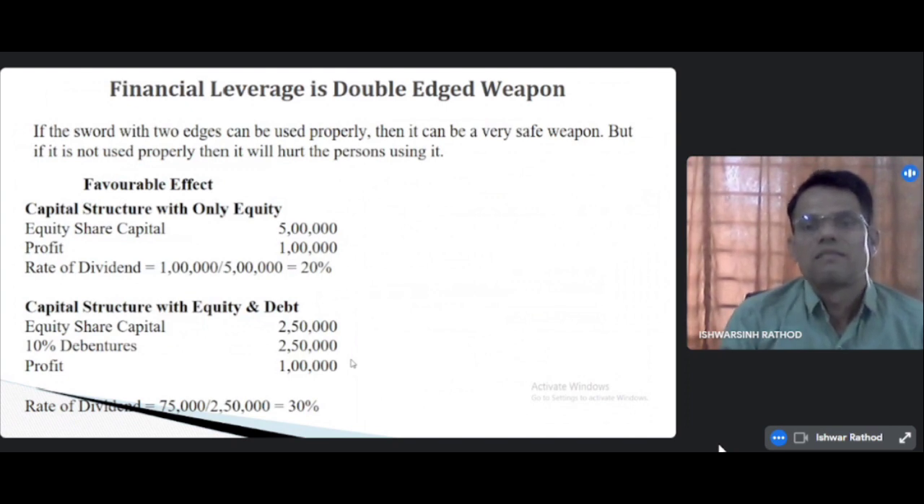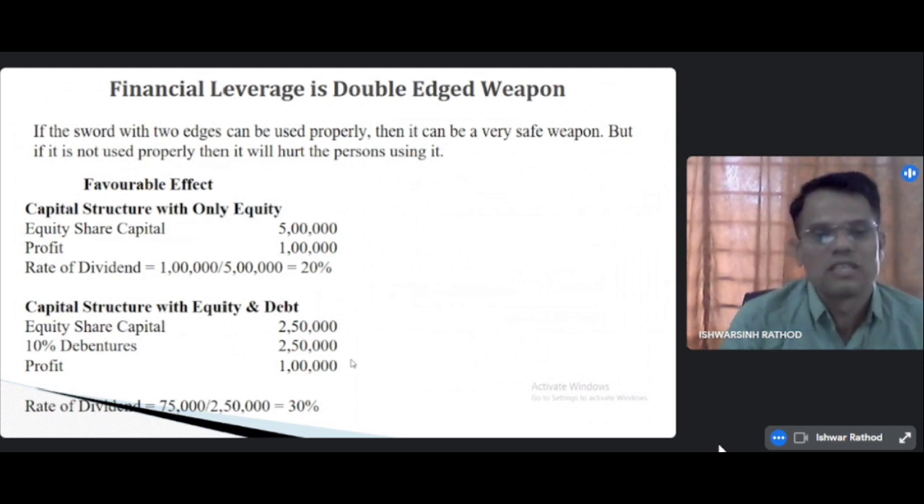Financial leverage is a double-edged weapon. If both edges are used properly, then it can be a very safe weapon. But if it is not used properly, then it will hurt the person using it. Favorable effect: suppose the capital structure has only equity share capital of 5 lakh, and profit is 1 lakh. The rate of dividend is equal to profit divided by equity share capital, so 1 lakh divided by 5 lakh is equal to 20%.